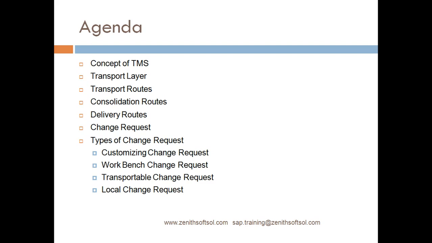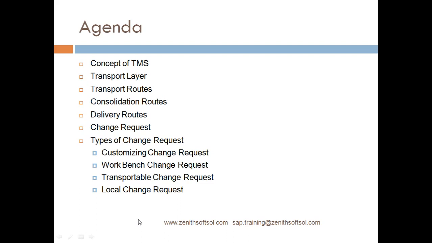Okay. Now, workbench request is used for client independent cross-client customization objects and all repository objects created or maintained through the ABAP workbench. What is the transaction code we use for workbench? SE09. And similarly, transportable change request is nothing but the change requests which are transported to other R/3 systems after release. And there is no transaction code for that.